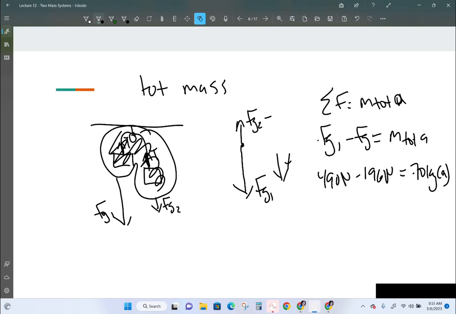So 490 minus 196 is 294, divided by 70 kilograms, is going to give us an acceleration of 4.2 meters per second squared. Notice that this is the easiest system to analyze to find the acceleration because you don't have to worry about tension. You have one unknown, acceleration.